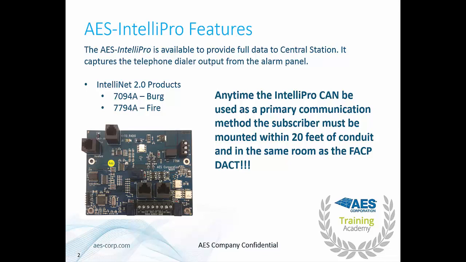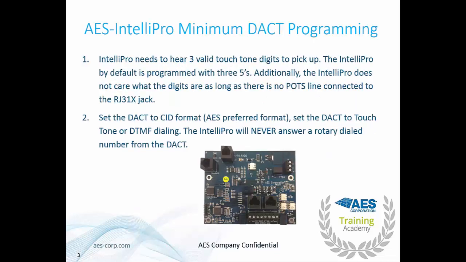Another important point is that anytime the IntelliPro can be used as a primary communication method, the subscriber must be mounted within 20 feet of conduit and in the same room as the fire alarm control panel DACT. The IntelliPro needs to hear three valid touch tone digits to pick up. The IntelliPro by default is programmed with 3 5s.